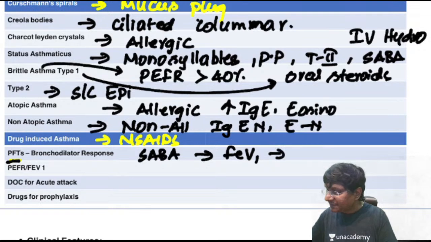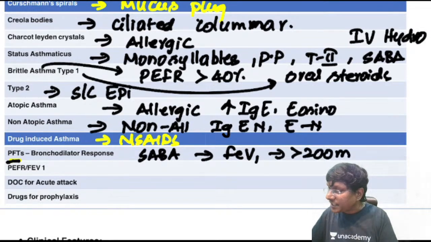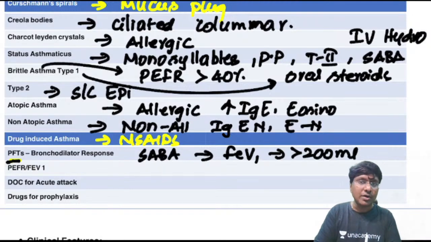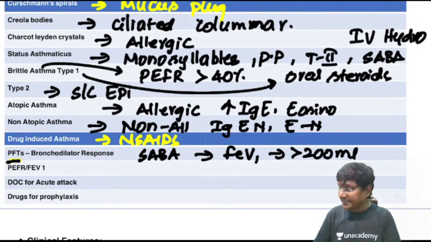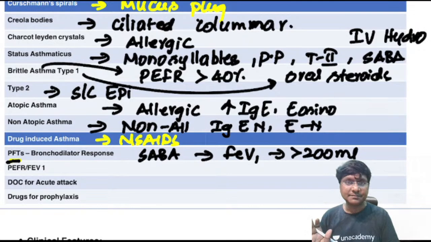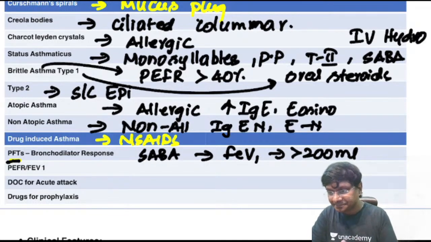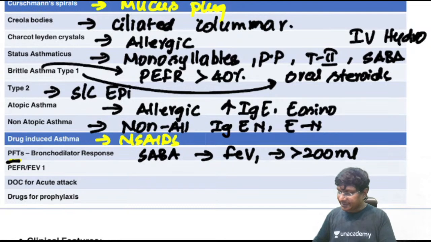So if the FEV1 value increases by more than 200 ml compared to before the bronchodilation, then it is considered to be bronchial asthma. Actually, the recent book has given the volume. The recent Harrison book has given the volume that is more than 200 ml. Okay, right.